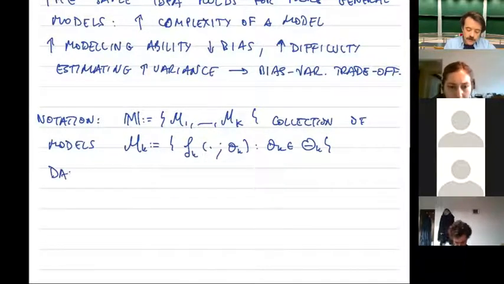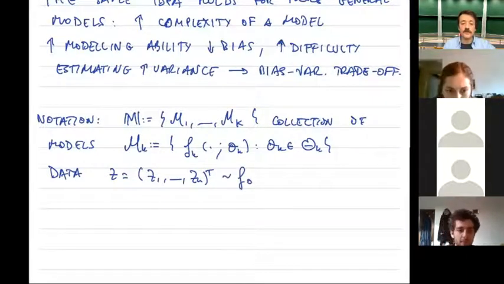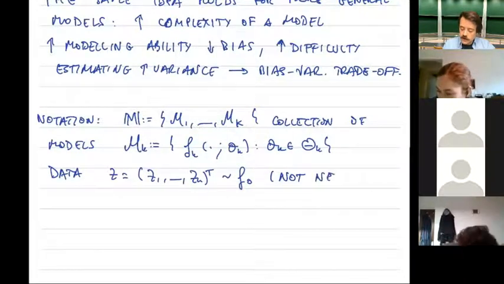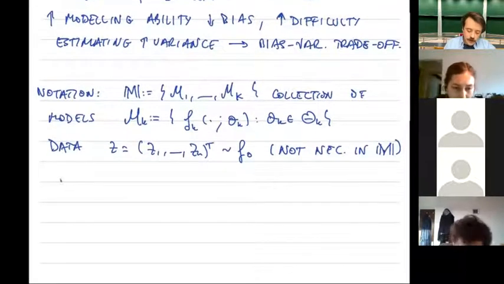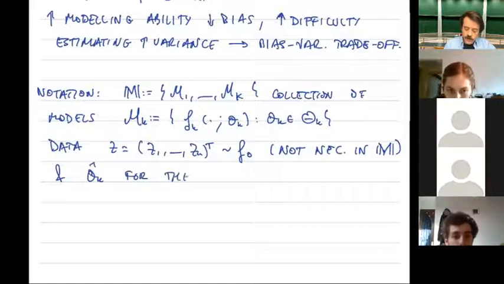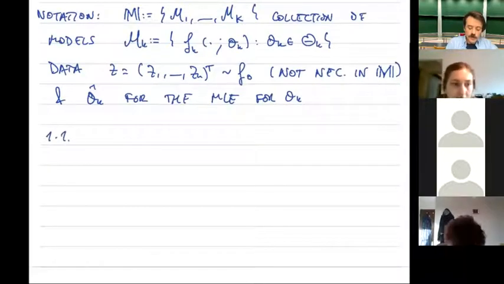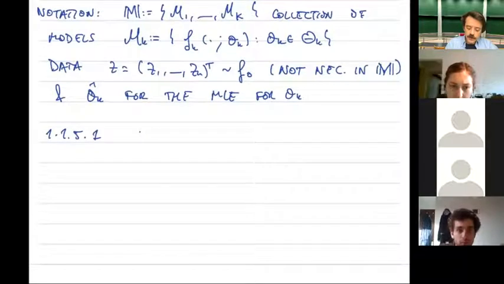And we also have data. We're going to write the data as Z. This data basically is going to be the pairs of X and Y. But more generally, we just write it like this, and we say that this is distributed according to some F naught, which is not necessarily in this collection of models. And we're going to write theta k hat for the MLE for theta k. Okay, so that should be clear. So given this, let's introduce different information criteria.